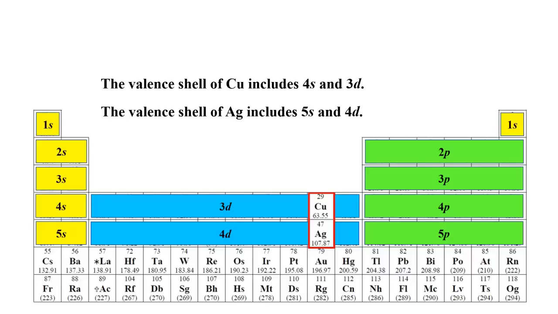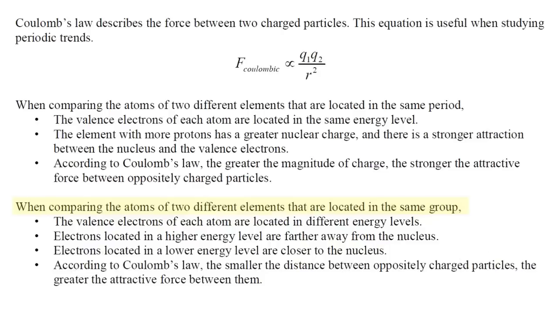Now on this next slide, this is what I had presented in my video for topic 1.7. So if I were comparing the atoms of two different elements in the same period or the same horizontal row, I would mention something about valence electrons being in the same energy level and that one atom has more protons and a greater nuclear charge. But that's not the argument here. Copper and silver are not in the same period, they're in the same group.